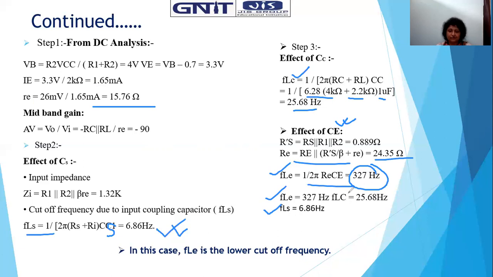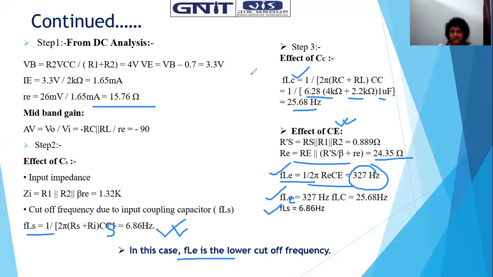Among these three, which one is the highest one? See, FLE is the highest one, that is 327 Hertz we got, the last one. So this one will be declared as the lower cutoff frequency of that network.